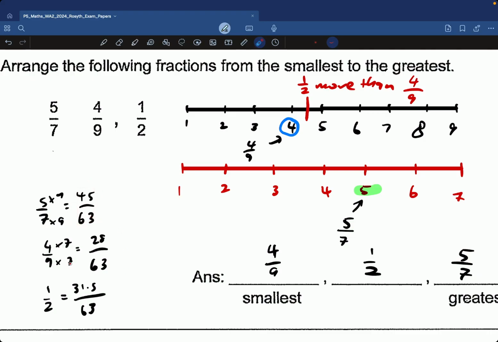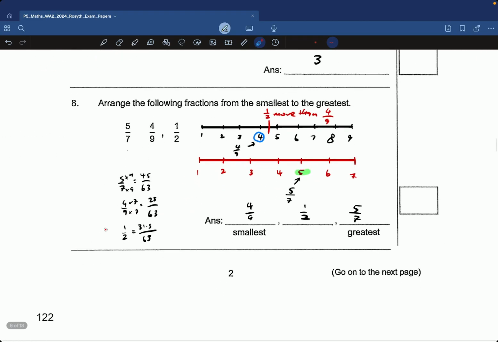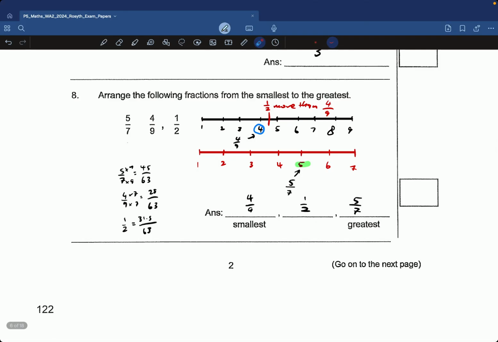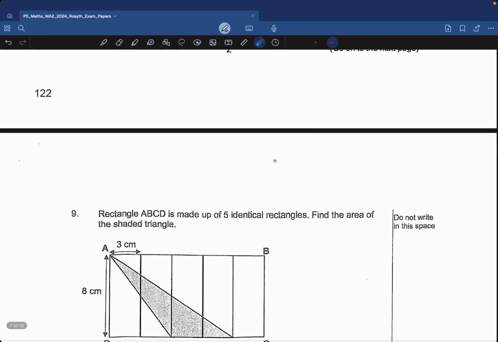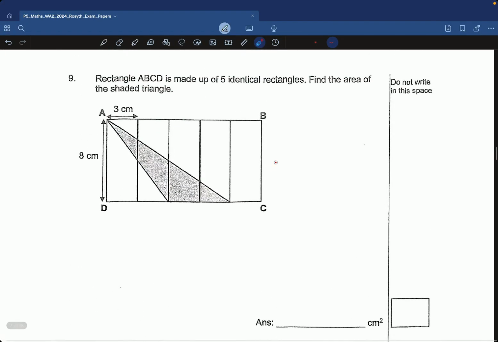So there are many ways to solve this, but if you're able to solve it, I would rather have this, because I understand that this can help me visualize a lot more. All right, let's move on to the next question.